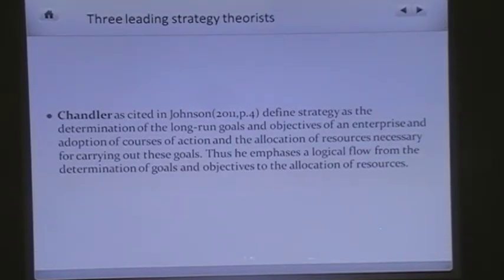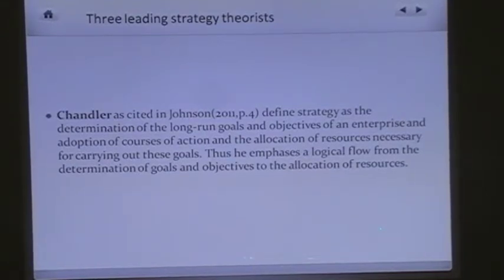Let's look at three leading strategy theorists. Chandler. Now Chandler, as cited by Johnson, defines strategy as the determination of long-term goals and objectives of an enterprise and the adoption of its course of action and the allocation of resources necessary to carry out those aims and objectives to reach the goal. So he emphasizes a logical flow from determination of goals to objectives to allocation of resources, and this is one of the interesting definitions of strategy.